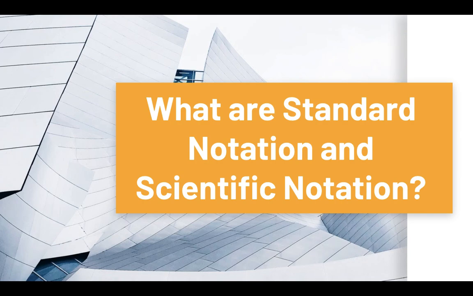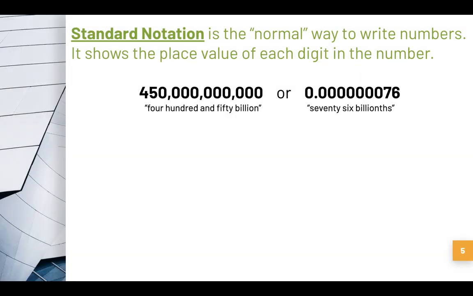So what are standard notation and scientific notation? Standard notation is the normal way to write numbers. It shows the place value of each digit. So if we were looking at this number, this would be 450 billion. How do we know that? We can count each place value.